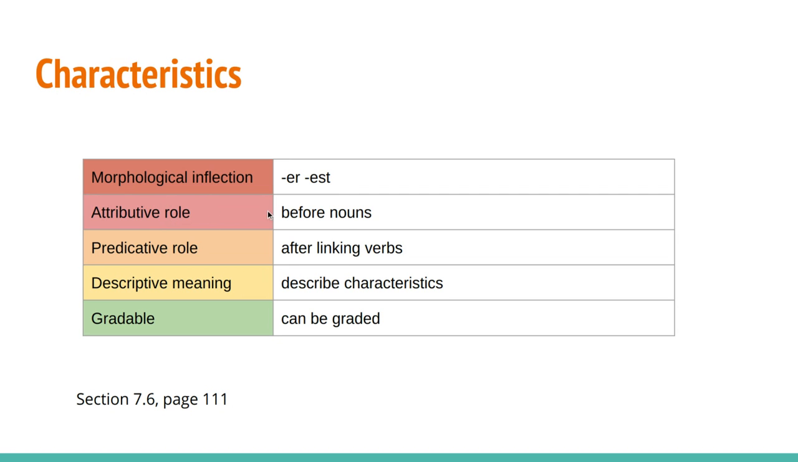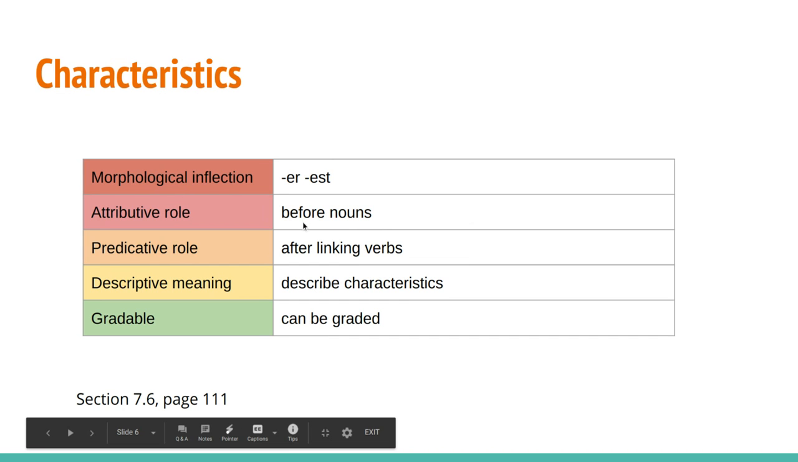Attributive role, the blue eyes. Predicative role, my eyes are blue. That's it. My eyes are brown, by the way. Descriptive meaning, it's obviously providing a characteristic of the blue of the eye. And as I added the morphological inflection, evidently it's gradable in non-standard varieties. So we would say that blue is a central adjective.